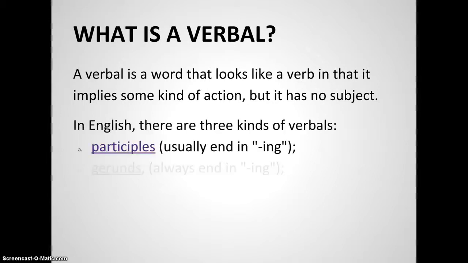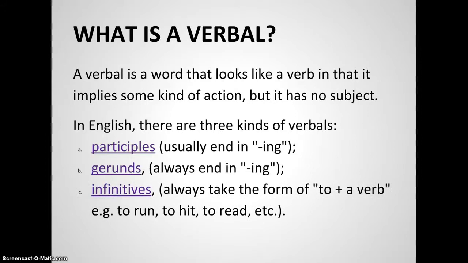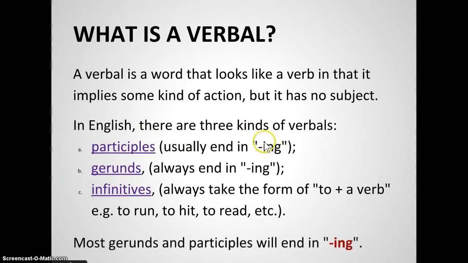In English, we talk about three kinds of verbals: participles, gerunds, and infinitives. And a key thing to note here in recognition of these verbals is the ing form. Most gerunds and participles will end in ing. It's not a sure thing. It doesn't always take place. But by and large, participles and gerunds, especially gerunds, end in ing.